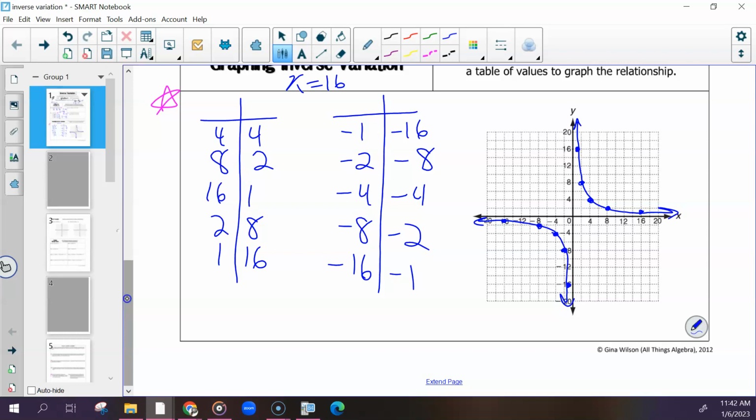Questions on what that looks like? Again, you will not need to be able to graph it by hand, I should say. You could put it in your calculator. If no questions, move on to the next page after you finish graphing that.